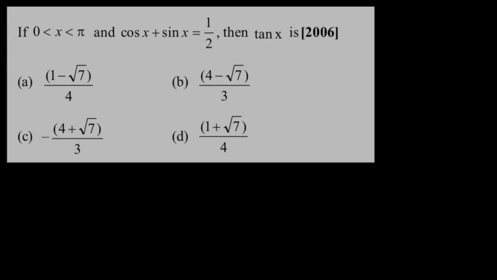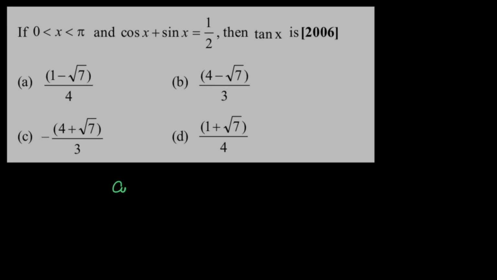So the next question is, if 0 is less than x less than pi and cos x plus sin x is equal to half, then tan x is. So we are asked to find the value of tan x when cos x plus sin x is equal to half. Of course, there are easier methods if you know trigonometric functions of multiple angles and advanced identities from trigonometry. We'll come to that very soon. But for the time being, with the limited knowledge that you have, till now we have only studied the trigonometric ratios of acute angles. So with that knowledge, let's see how this can be done.